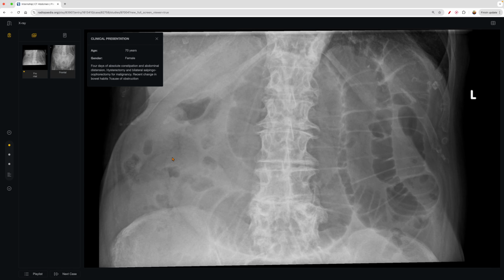So while we won't be talking about abdominal radiographs, I included this because it's somewhat obvious. This is a 70-year-old female with 4 days of constipation and abdominal distension. And they had some history of abdominal surgeries, which is important for the etiology of small bowel obstruction.